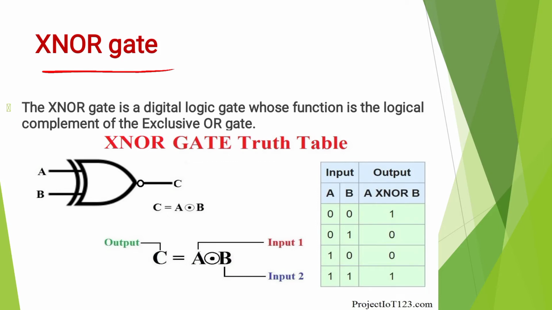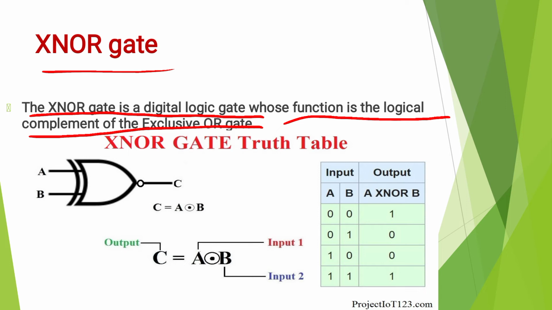XNOR gate is exactly the opposite of the XOR gate. Okay. Here let us see the definition of XNOR gate. The XNOR gate is a digital logic gate whose function is the logic complement of the exclusive OR gate, which means we know the output of the XOR gate. The output of the XOR gate is 1 whenever an odd number of input ones are present.